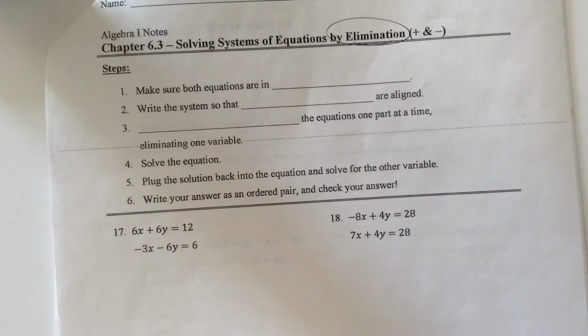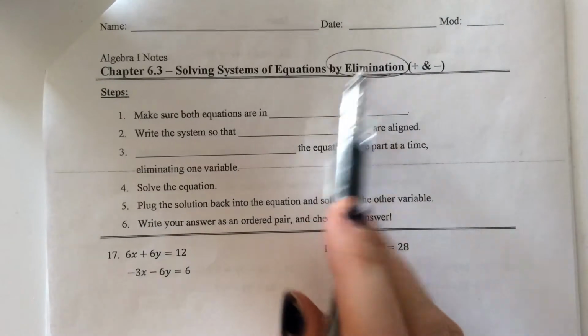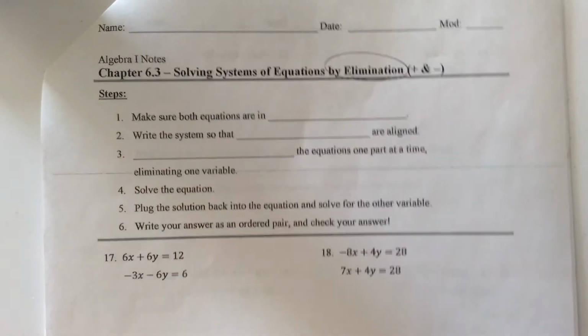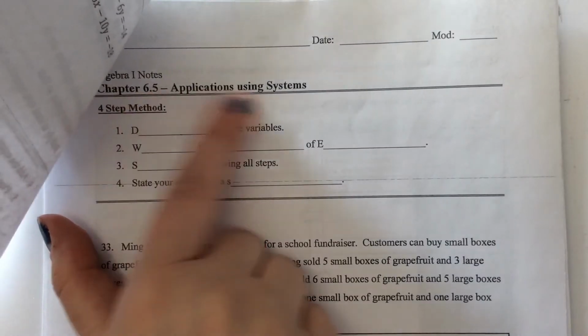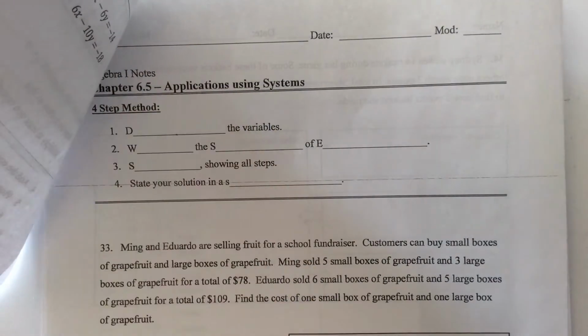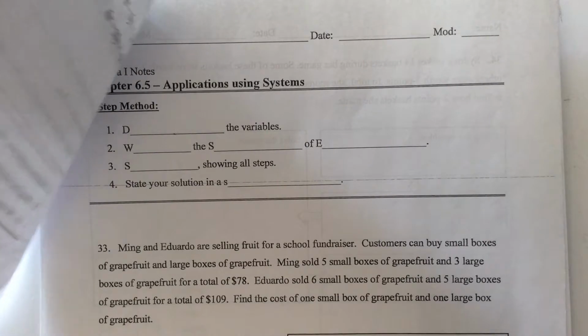So like I told you in the beginning, there are 3 ways, and this is the last one that we are going to learn about. And then if you flip ahead just really quick, 6.5 is all going to be applications. What did I tell you applications are? Your favorite word problems. Okay, so anytime you see the word application, it means word problems.